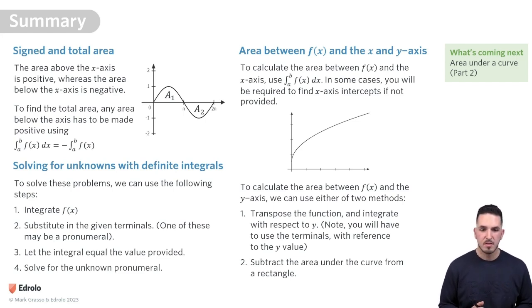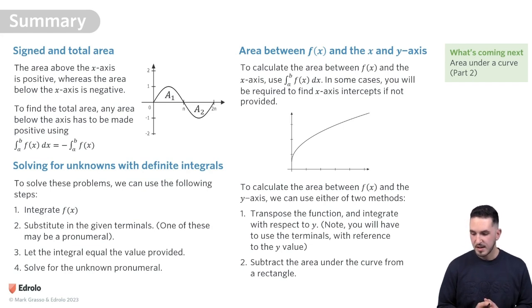Solving for unknowns with definite integrals. So again, to solve these problems, we can use the following steps. We can integrate. We can then substitute in the given terminals. One of these, again, will be a pronumeral. Let the integral equal the value provided, and then finally solve for that unknown pronumeral.